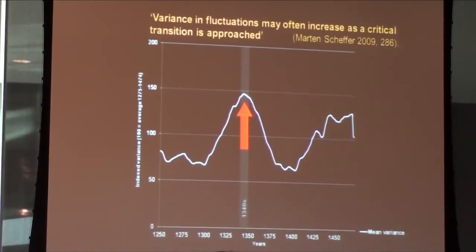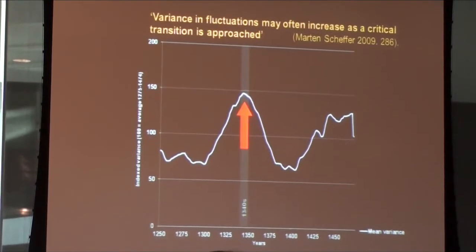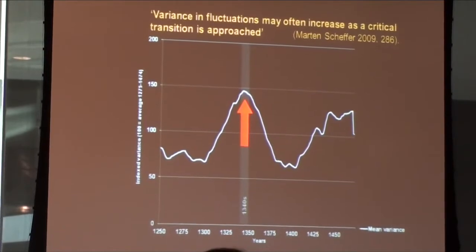The book that I found very helpful in understanding what is going on environmentally is Critical Transitions in Nature and Society by Dutch ecologist Martin Scheffer, who points out that variance in fluctuations may often increase as a critical transition is approached. So, simply on that observation, this would imply that in the 1340s, at least in northwestern Europe, a critical transition is possibly being approached because of this high level of variance, high level of instability.